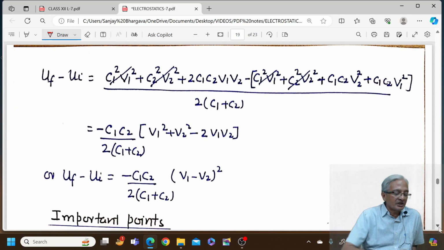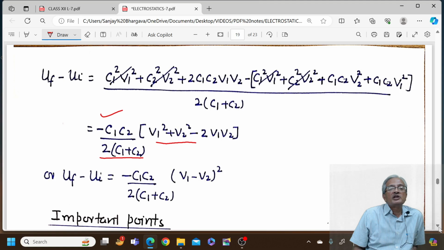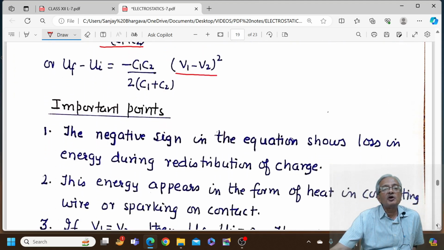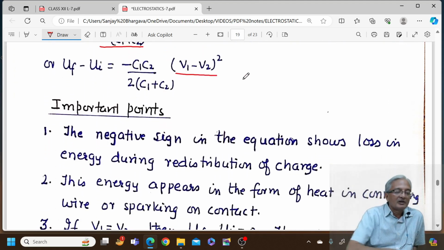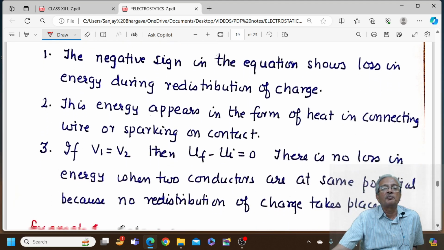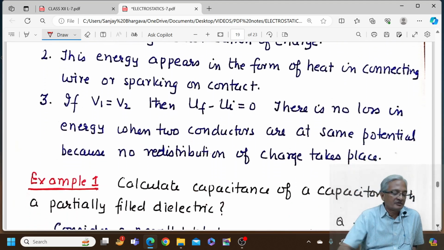After simplification, what do we obtain? UF minus UI is minus C1 C2 upon 2 (C1 plus C2) into (V1 square plus V2 square minus 2 V1 V2), which can be written as (V1 minus V2) whole square. Now (V1 minus V2) whole square would always be positive. The negative sign in the equation, what does it show? It shows the loss in energy during the process of redistribution of charge.